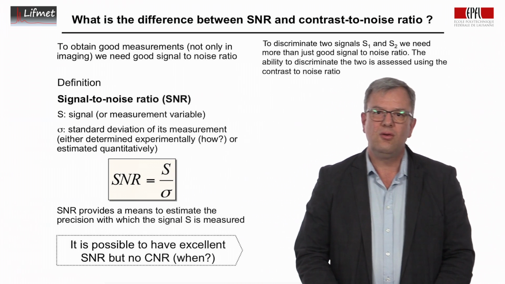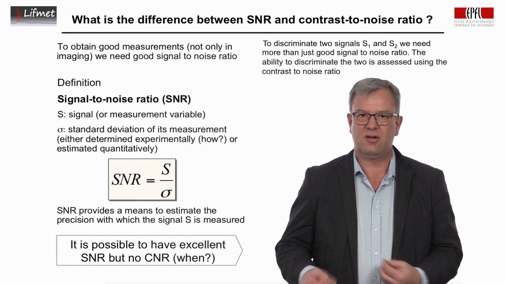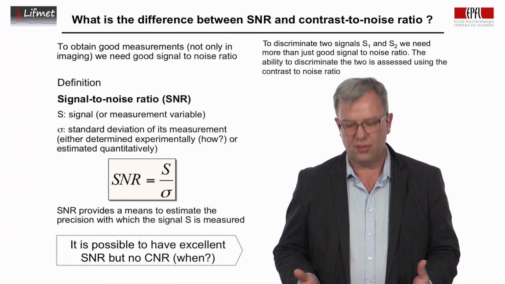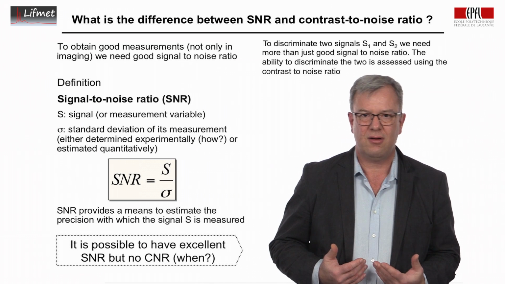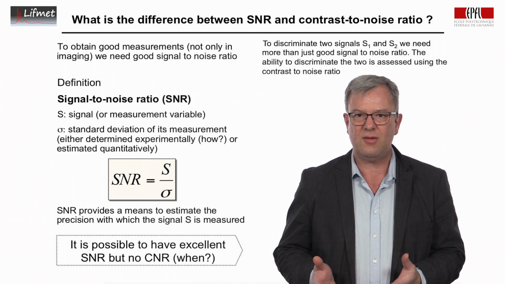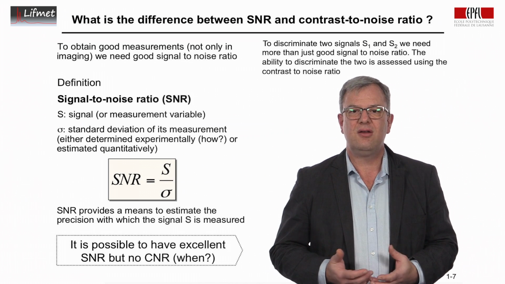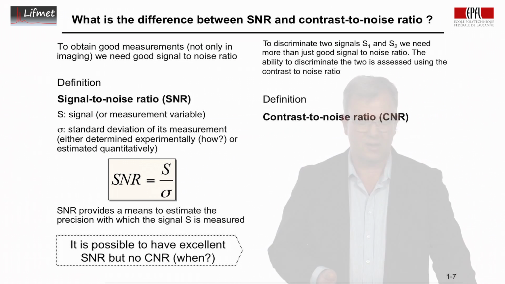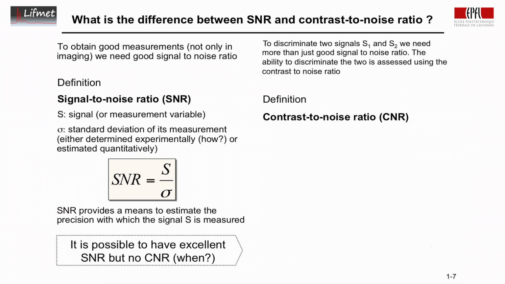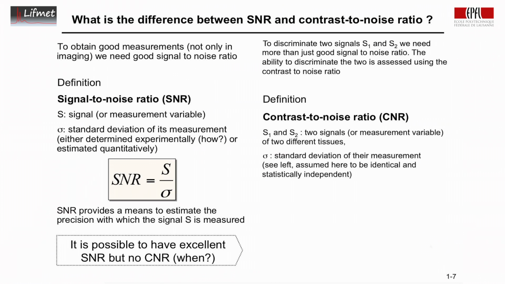So we need to be able to distinguish two signals. Let's say we call them S1 and S2, and we want to have, for each one of them, good signal-to-noise ratio. Let's assume we have that, but we also need to introduce here the contrast-to-noise ratio, and this is the definition I want to bring in here. So let's take S1 and S2. Those are two signals from two different tissues or measurement variables. Again, they can be calculated variables from the images, but two features that we are extracting from the tissue. And let's say 1 and 2 are two different tissues.